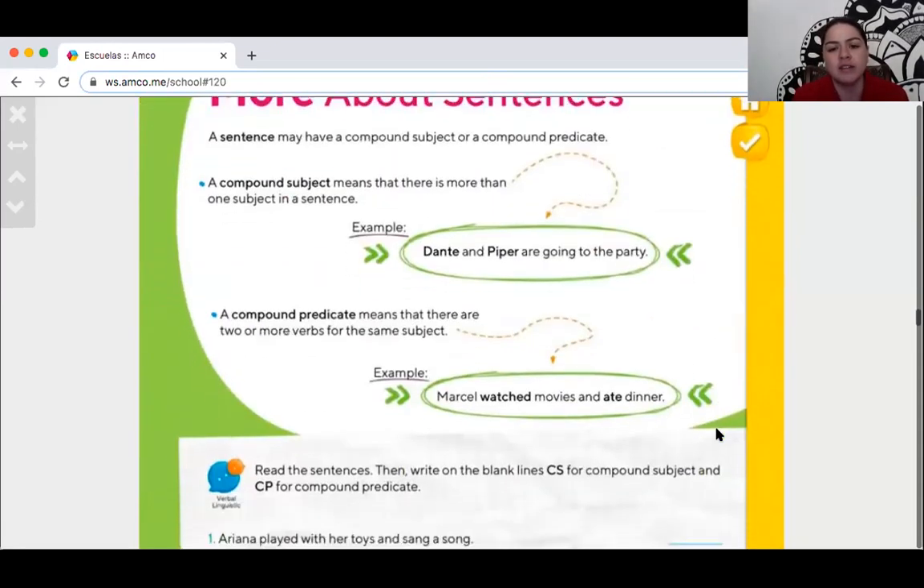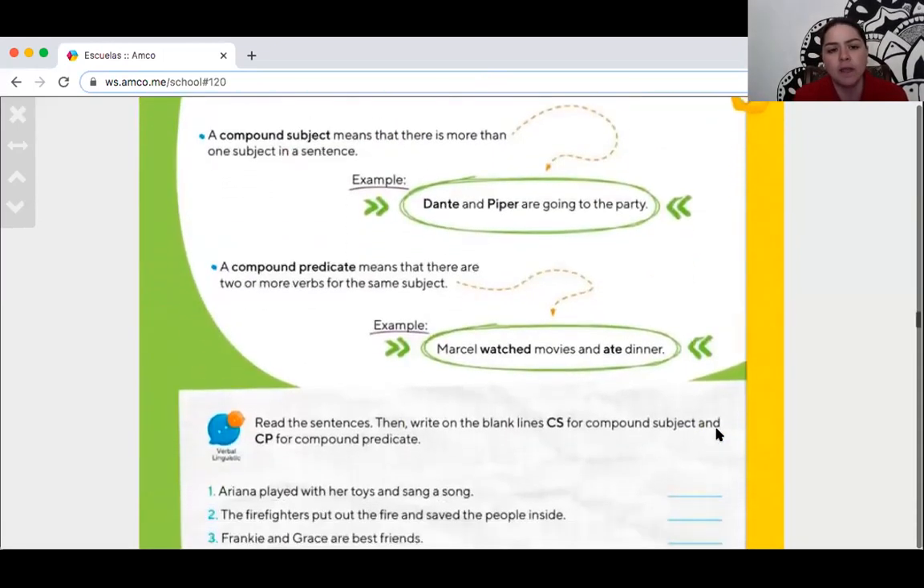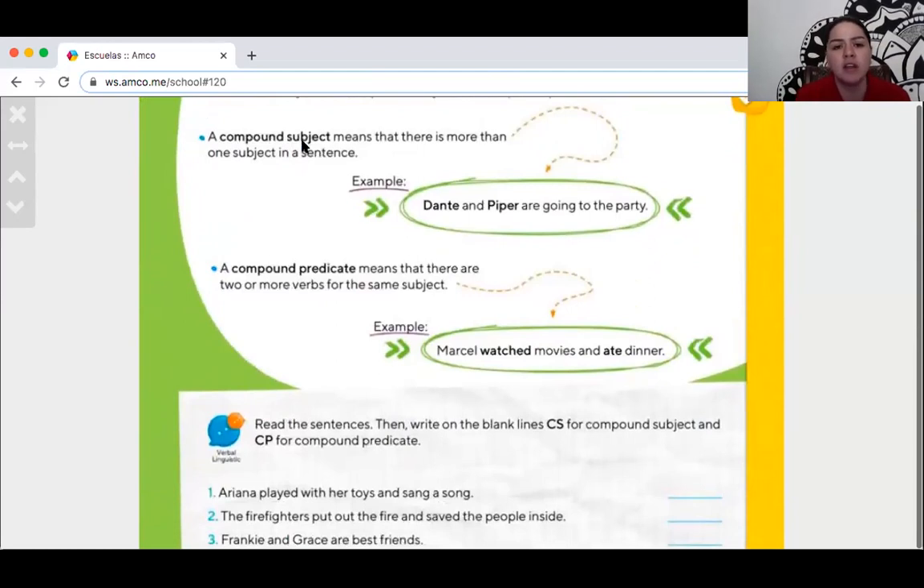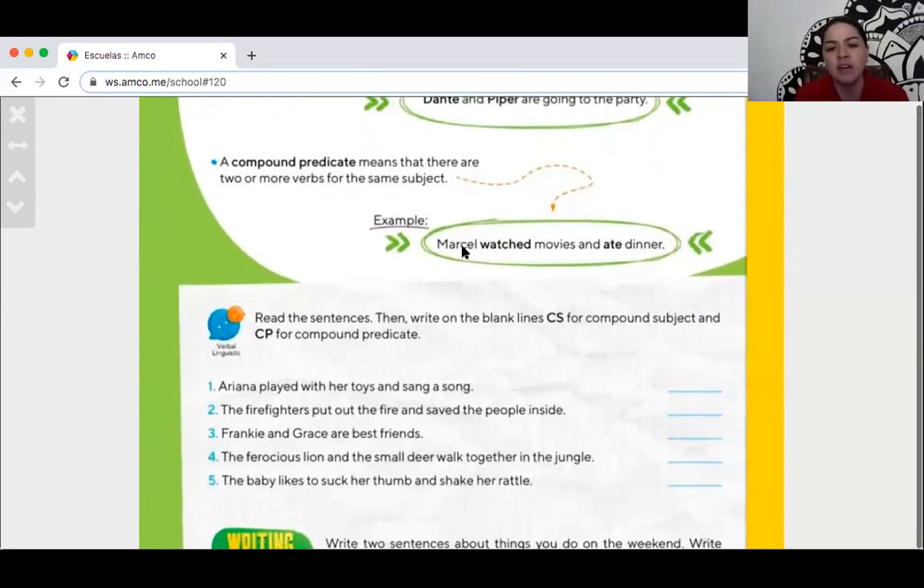More about sentences. As I told you, this is the meaning of compound subject, and my example has 2 subjects. Dante and Piper are going to the party. I have 2 subjects. Now, compound predicate. Marcel watched movies and ate dinner. How many activities did Marcel do? 2. She watched movies and ate dinner.